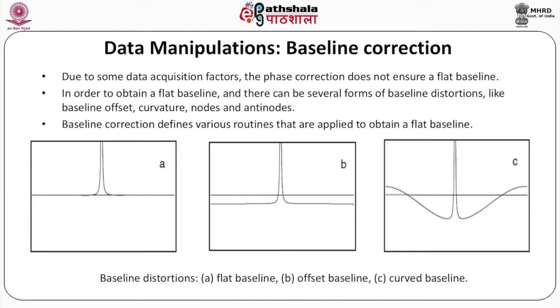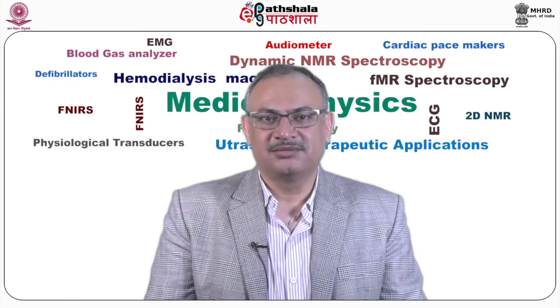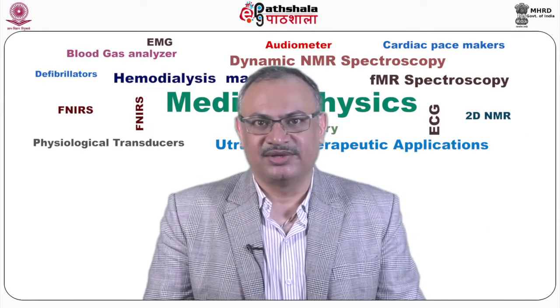In spectrum A, you see a spectrum which has a flat baseline. In the spectrum shown in B, you see that the whole spectrum is below the scale, and this is called the offset or DC offset baseline. And then you see a curved baseline which comes because of various errors, and these kinds of spectra need baseline corrections by following various routines. Let us come now to the practical aspects of doing NMR.